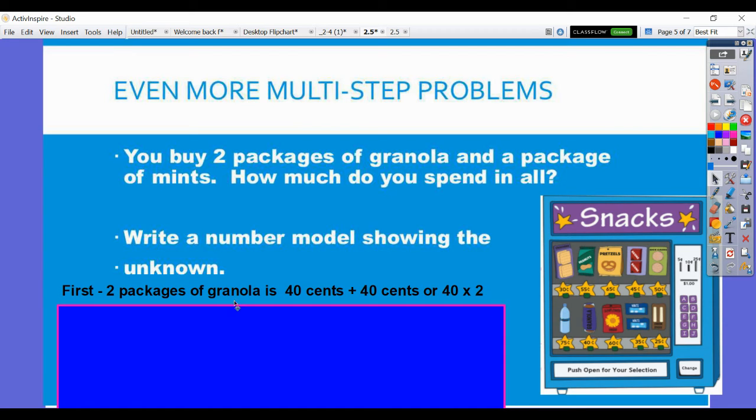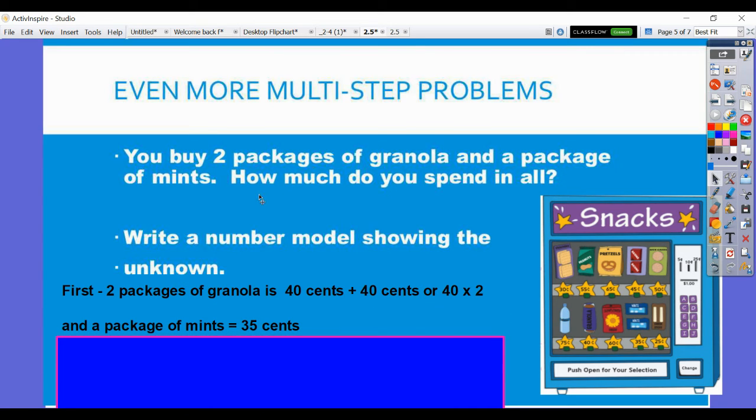So first, we know 2 packages of granola is 40 cents, because if we look over here, it says granola. I know it's small, but it says 40 cents. But I'm buying 2 packages, so I could write 40 cents plus 40 cents, or I could do 40 times 2, 40 cents times 2, because I'm doing 40 twice. And doubling something is just like multiplying by 2. So that's my first step.